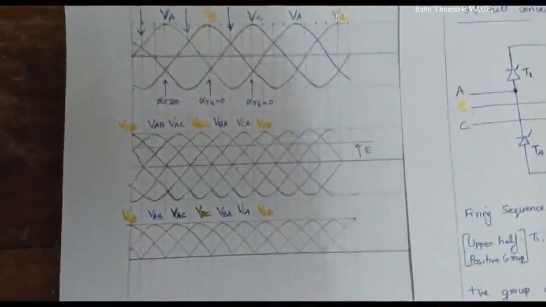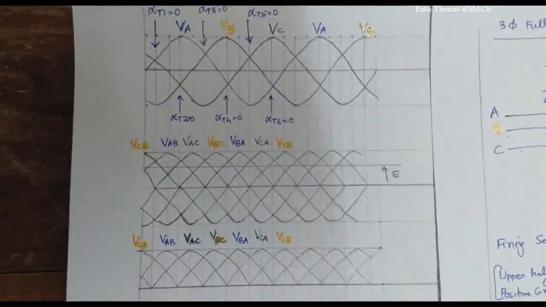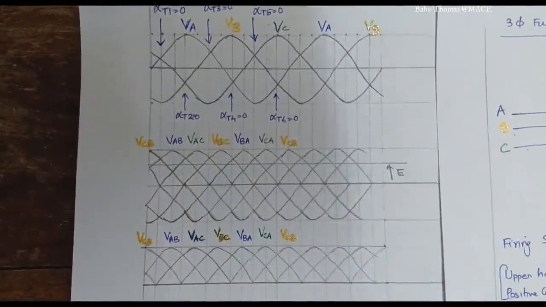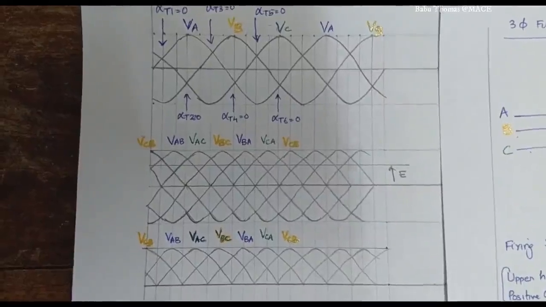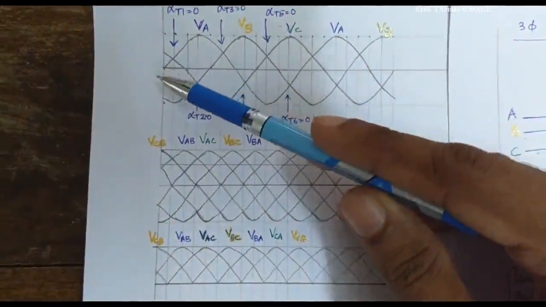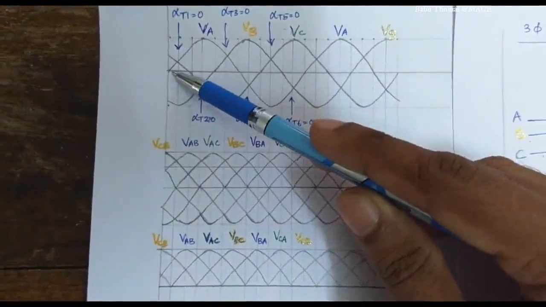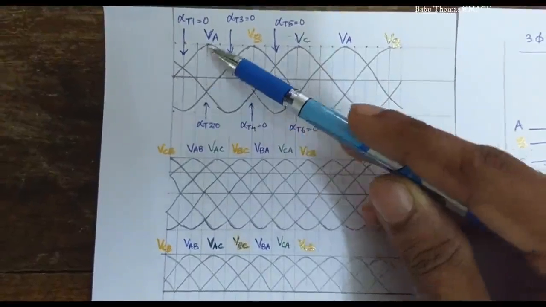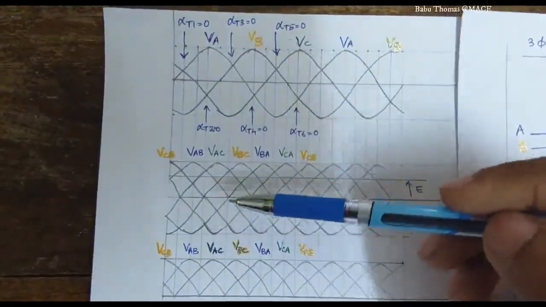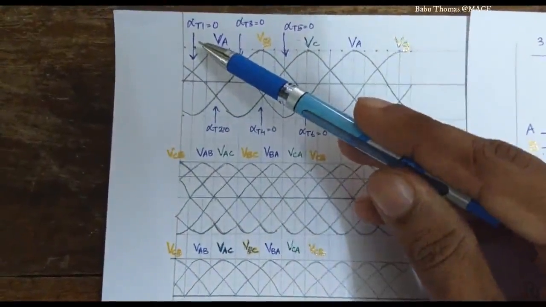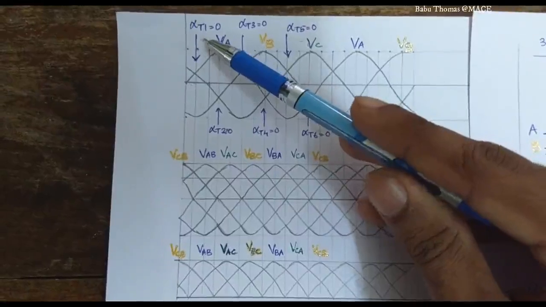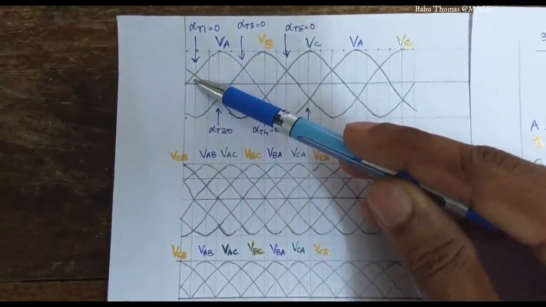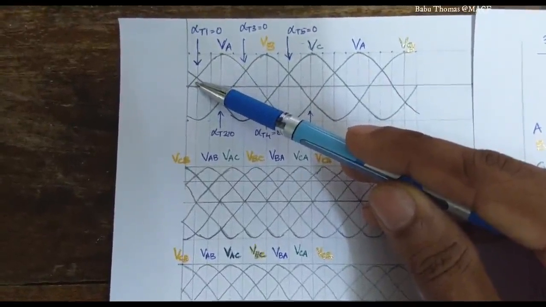Now we need to identify the value for alpha equal to 0 degrees, that is the firing angle alpha equal to 0 degrees. So we have drawn our reference waveform with VA as 0. VA is the reference waveform at omega t equal to 0. So VA, VB and VC. And therefore alpha equal to 0, or firing angle equal to 0, is indicated by omega t equal to 30 degrees. So omega t equal to 30 degrees corresponds to the firing angle alpha equal to 0.